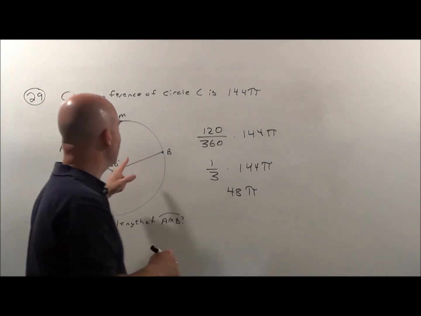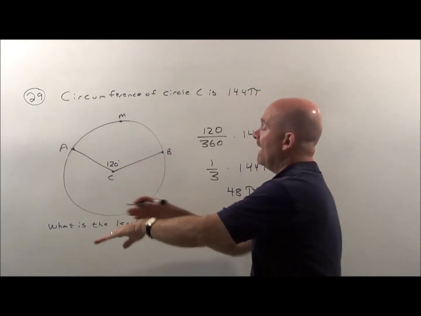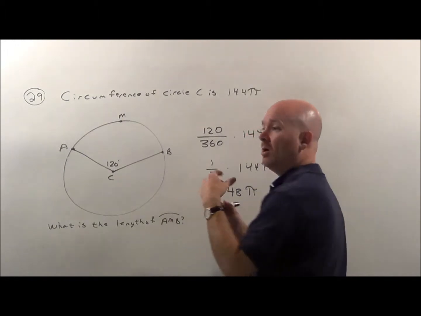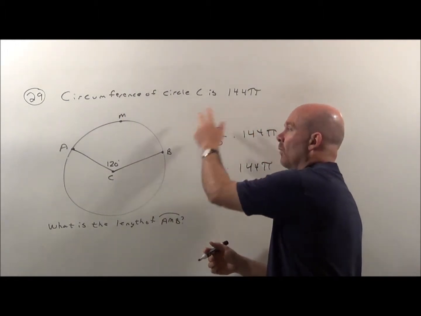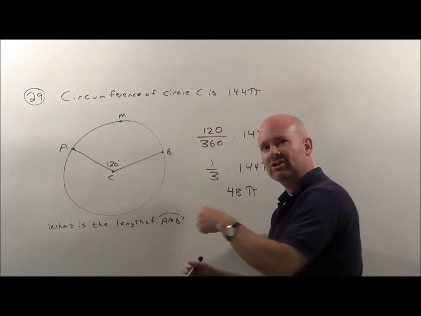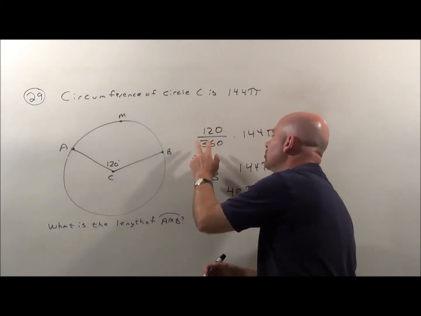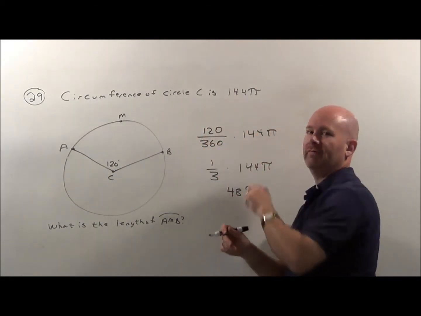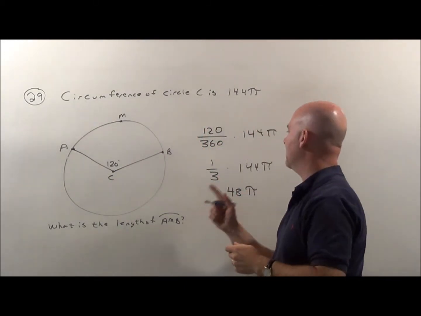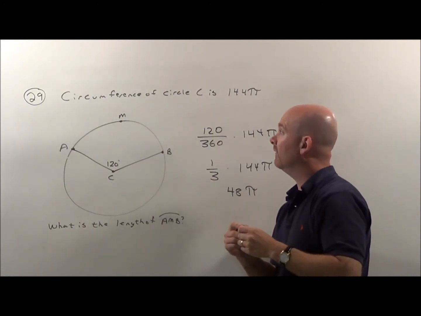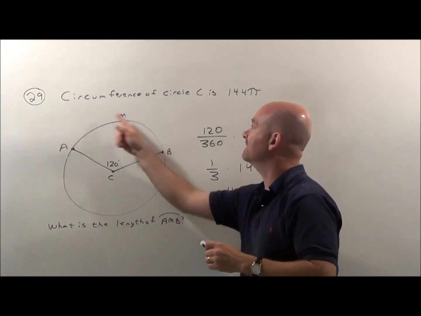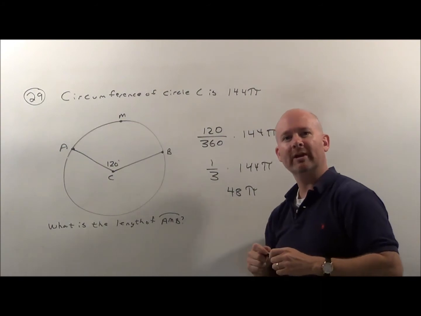And again, you've got to think of it as simply, hey, if it went halfway, that would have been a half of 144. But it didn't. What fractional part did it go? 120/360ths of the 144 pi. And that's how we end up with our answer of major arc AMB's length being 48 pi.